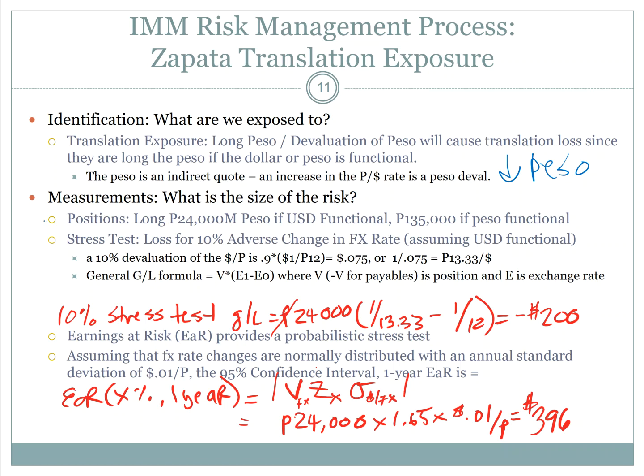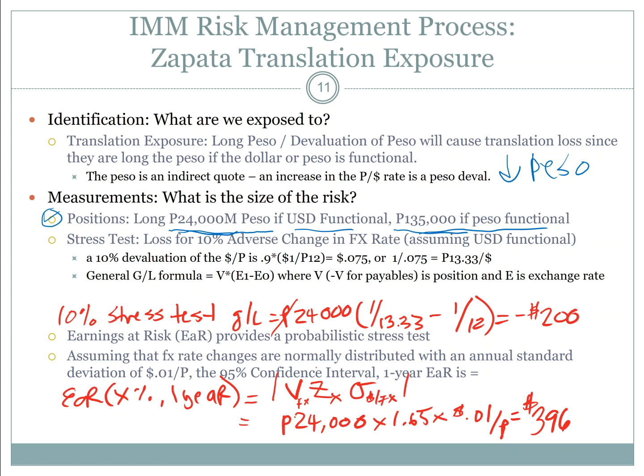Well, one thing you can do is just look at your position. They're either long 24,000 if the dollar is the functional, or they're long 135,000 if the peso is the functional. So they're long 24,000 pesos if the dollar is the functional, and 135,000 pesos if the peso is the functional. All right, so you know your positions. Now the two common ways of measuring how many dollars you could lose would be, say, a simple stress test.